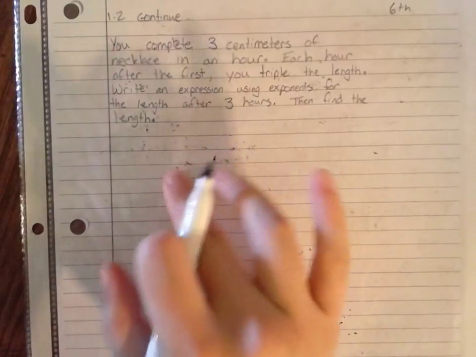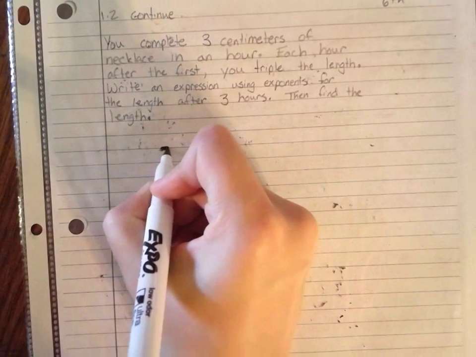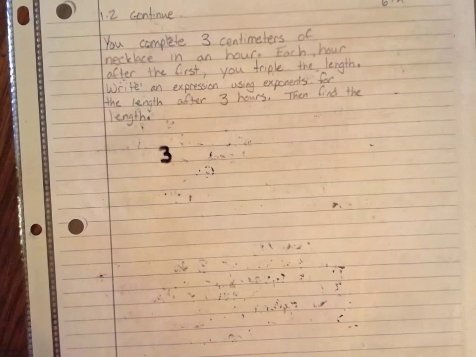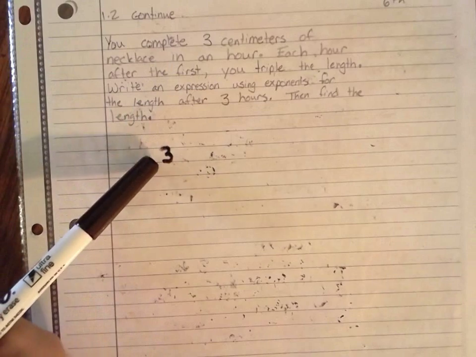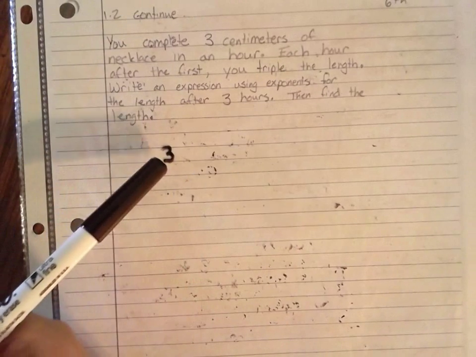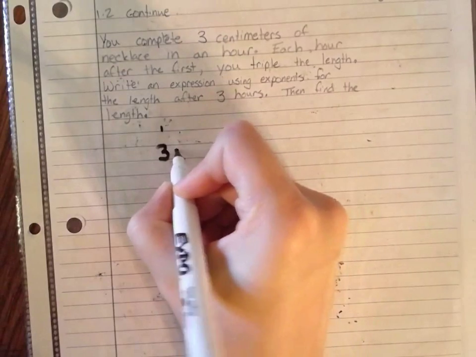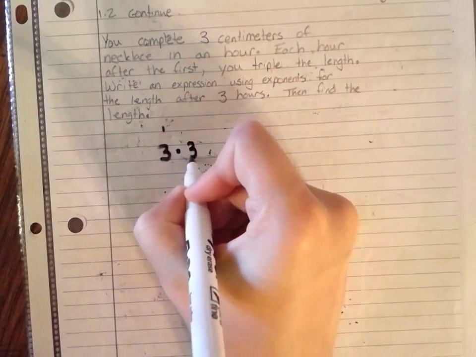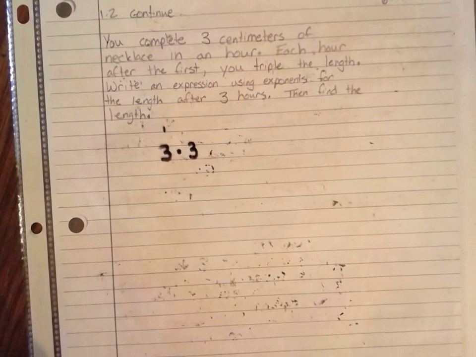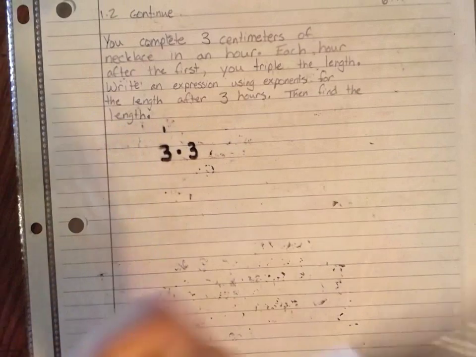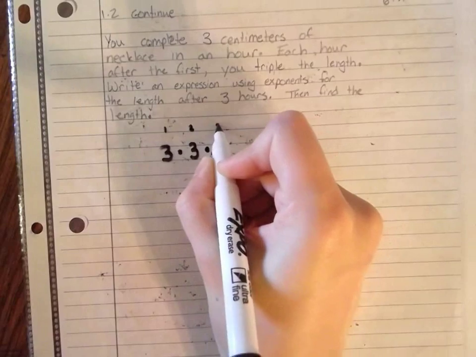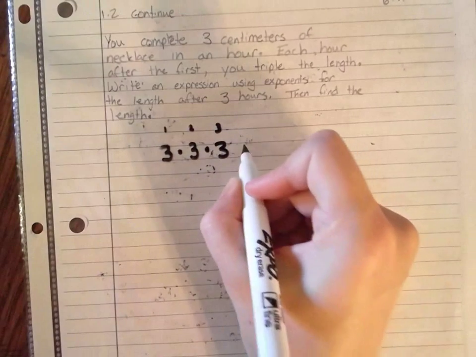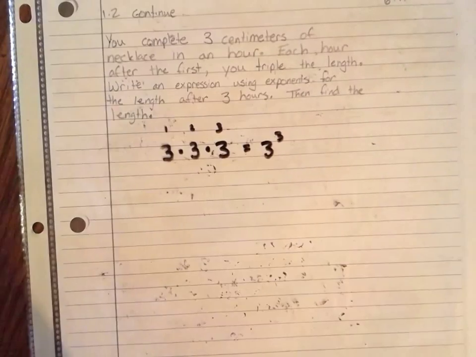So really what we could do is, here's the first hour, that's 3. You completed 3 centimeters of necklace in 1 hour. So that's our first hour. Each hour after the first, so our second hour, we tripled the length. So that means we have to take it times 3. Write an expression using exponents for the length of 3 hours. Well, that's only the second hour. So we triple it again, and that's 3 hours. So this means that this is 3 to the 3rd power.